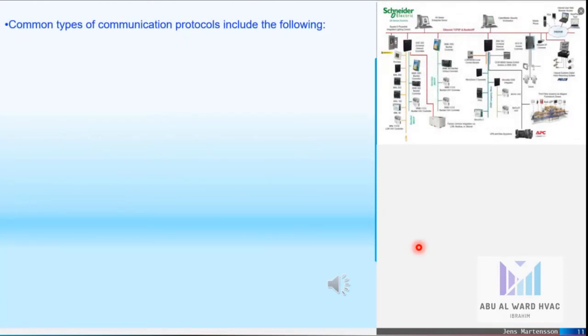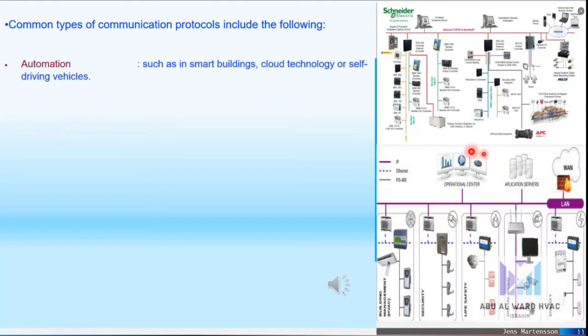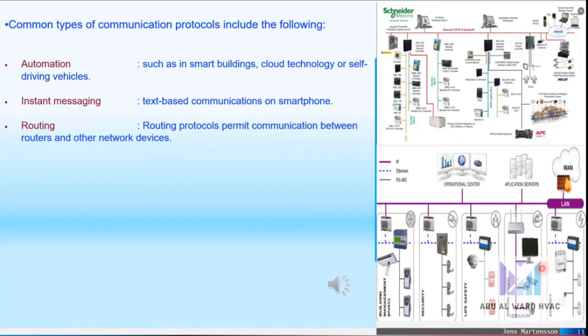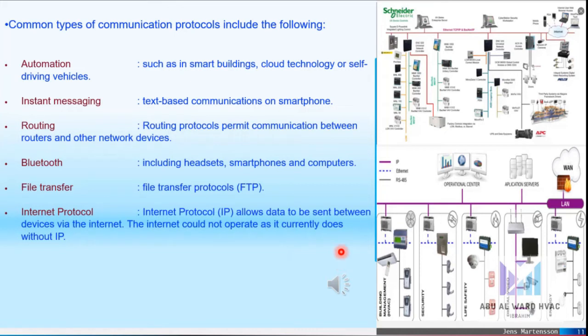Common types of communication protocols include the following: automation, such as in smart buildings, cloud technology, or self-driving vehicles; instant messaging, text-based communication in smartphones; routing protocols, which permit communication between routers and other network devices; Bluetooth, which includes headsets, smartphones, and computers; file transfer, FTP, file transfer protocols; and Internet protocol, IP, which allows data to be sent between devices via the Internet. The Internet could not operate as it currently does without it.